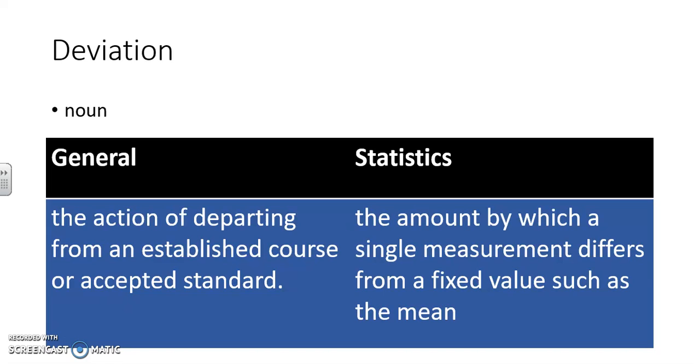I wanted to go over the definition of deviation very quickly. It's a noun. Generally speaking, the word deviation means the action of departing from an established course or accepted standard. But in statistics, deviation actually means the amount by which a single measurement differs from a fixed value, such as the mean. So if I found my mean, I want to know how much the child who has only 1 pet differs from the mean. And we're going to look at doing that in a second.